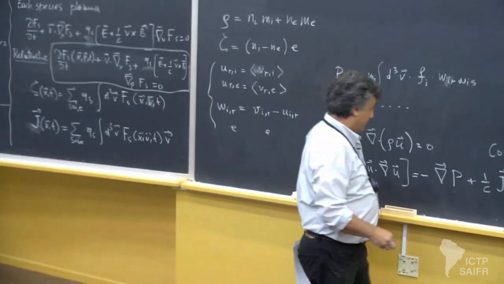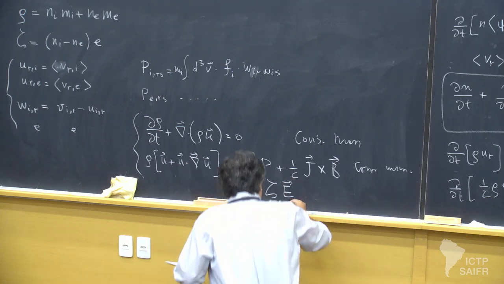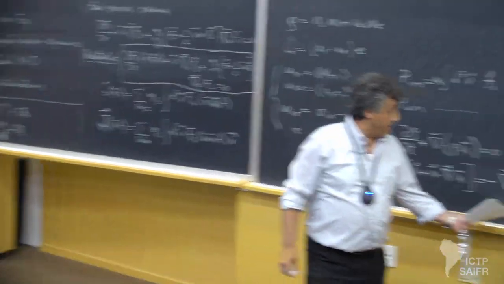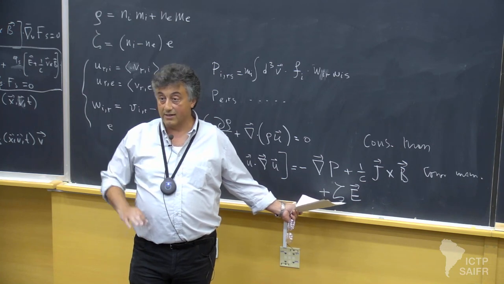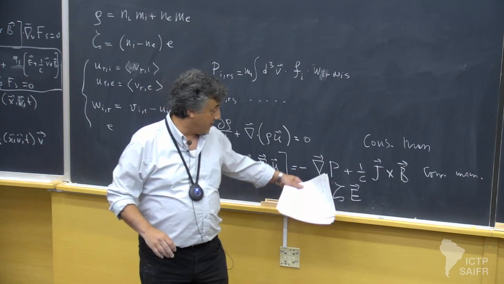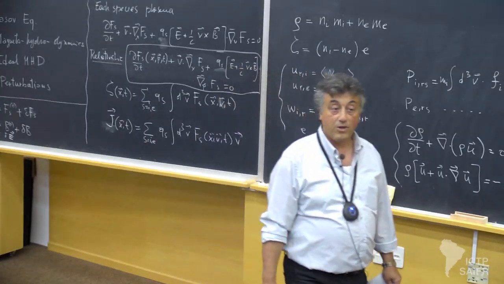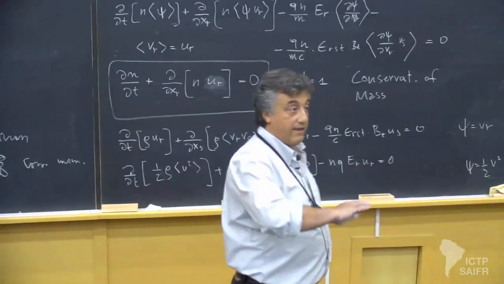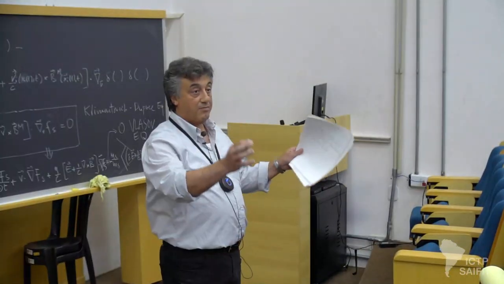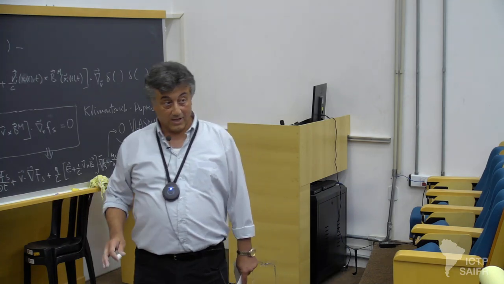Now, in reality, there is another term here, plus zeta E, which I didn't write explicitly because usually we will not put that term. Namely, we will assume that the plasma is in full equilibrium in charge. So zeta, the net charge, is zero. So the net electrons plus protons balance each other exactly. So usually this term is not there. So these are the two equations which are the basics of what we call magnetohydrodynamics. Here we have lost all the information whatsoever about electrons and protons. Now we have just a blob of stuff, density rho, pressure P, nothing else.